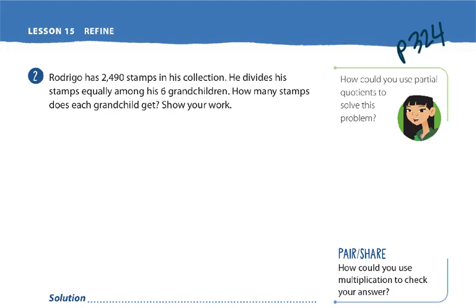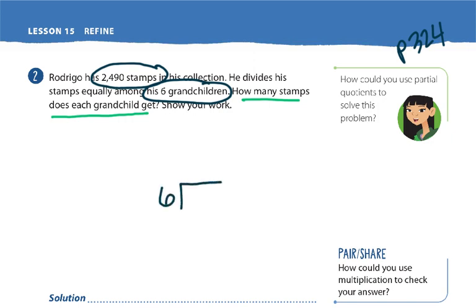Show your work. Let's circle. He has this many stamps, this many grandkids, and underline the question. How many stamps will they all get? Okay? In the middle of the page, write very small. I have to write smaller than that.